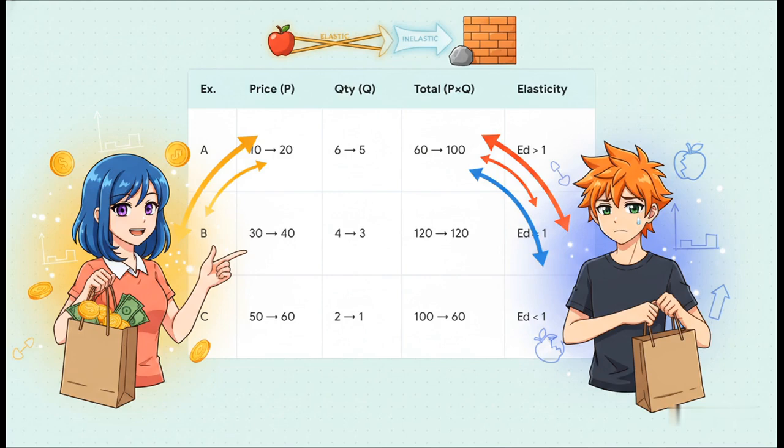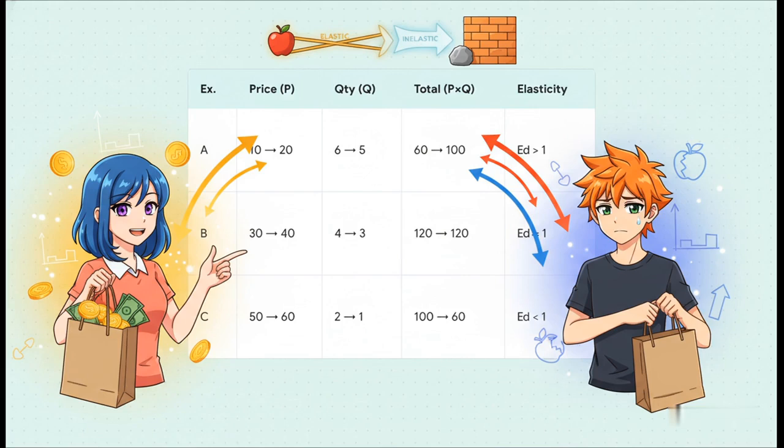Now, jump down to example C. The price goes up from 50 to 60, but our total spending drops from 100 to 60. They moved in opposite directions. That's a screaming signal that demand here is elastic. People cut back so much that their total bill actually went down.